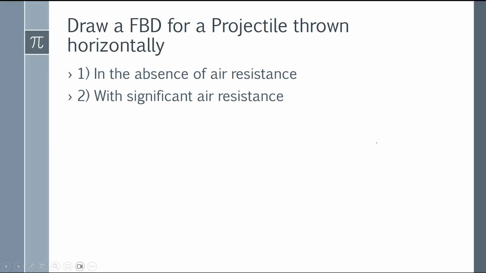For a projectile thrown in the absence of air resistance, let's draw the free body diagram. If it's thrown horizontally, let's just sketch out the trajectory. Well, initially, it's going to be moving to the right. And in the absence of air resistance, the only force acting after we release it is going to be gravity, the force of gravity. If it's over here, having fallen a bit, there's still no air resistance, so the only force is still the force of gravity.